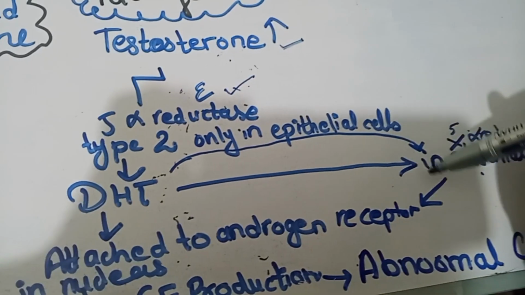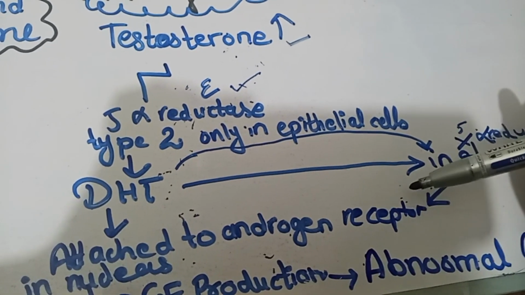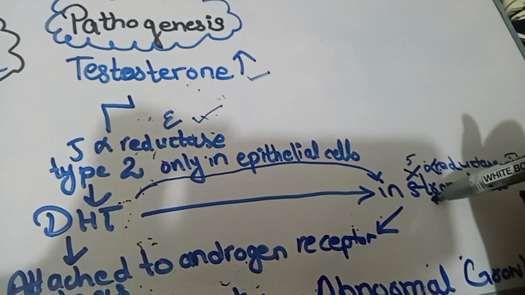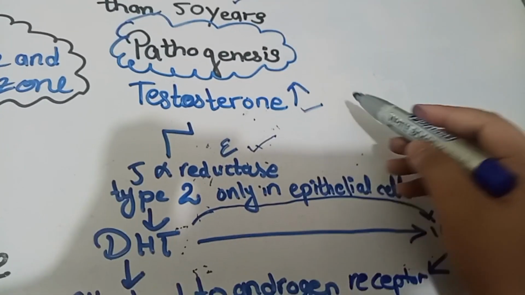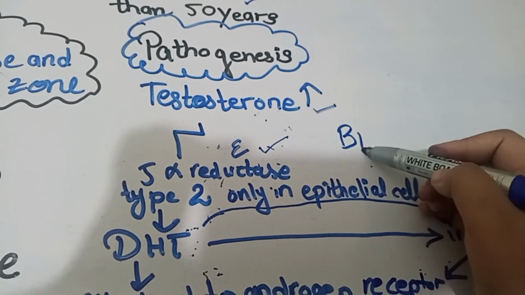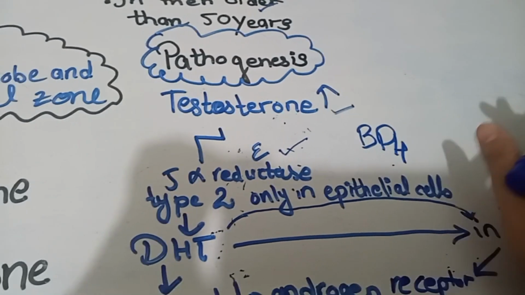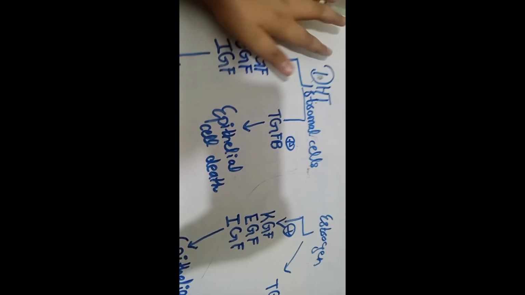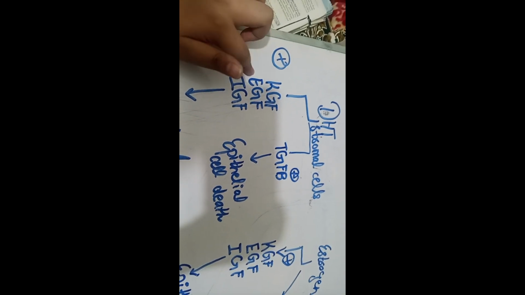In the stromal cell, it does the same: it attaches to the androgen receptors on the nucleus, and there will be production of growth factor and abnormal growth in the stromal cells. So in both the epithelial and stromal cells there will be abnormal growth and proliferation that is responsible for the enlargement of the prostate. We call it BPH, benign prostatic hyperplasia. Basically that is hyperplasia. One thing I also want to mention is the effect of estrogen on the development of BPH. If we have dihydrotestosterone in the stromal cells, it activates KGF, EGF, and IGF.